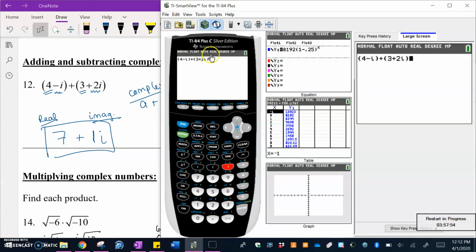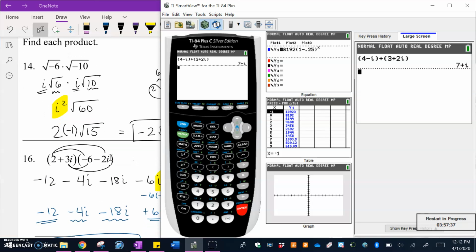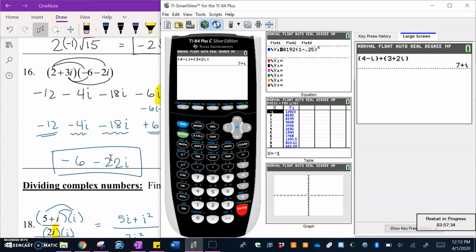And you should see it coming up on your screen, and over here you can see it as well. It should pop up exactly what the problem says, and when you hit enter, it's going to simplify it for you and turn it into your final answer, the real part first and then the complex part second. Let's take a look at number 16. It's also going to simplify ones like this. So if we do 2 plus 3i, keep your parentheses around those, times negative 6 minus 2i, and hit enter, your calculator will do all of that for you.